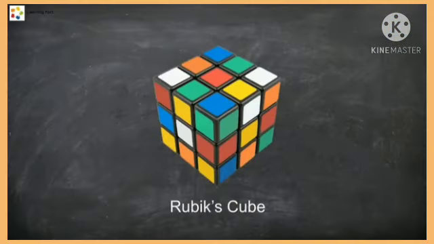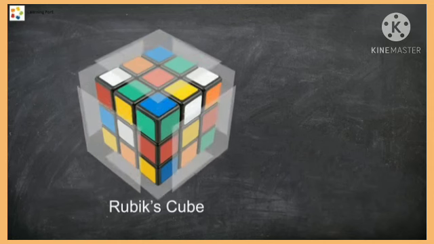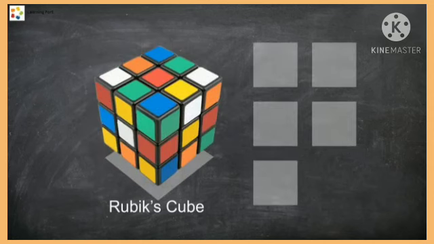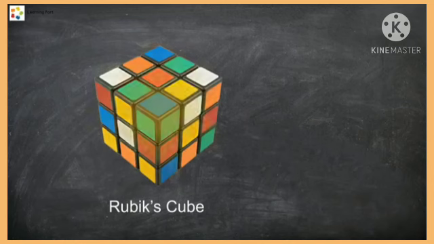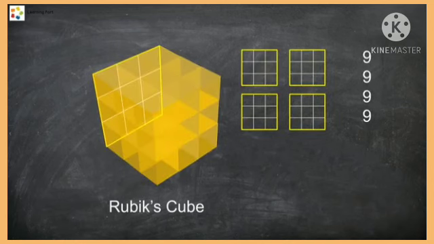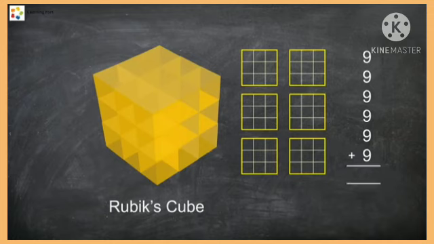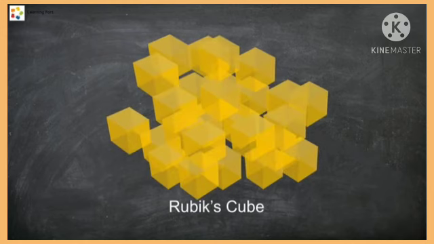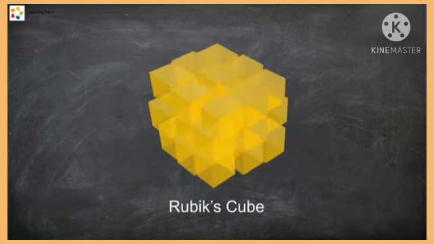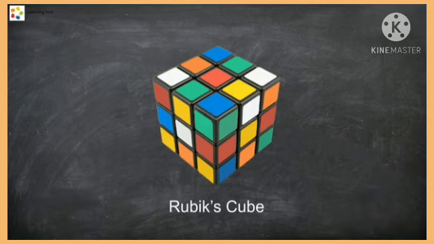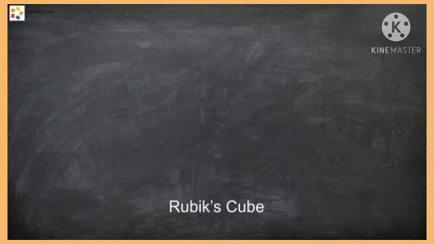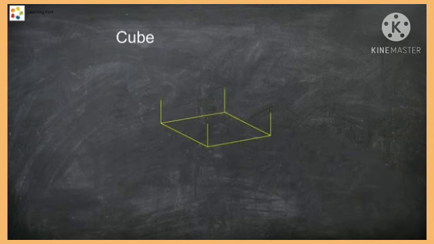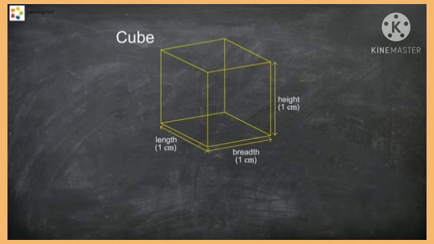Have you ever played with a Rubik's Cube? The Rubik's Cube has 6 sides, 6 colors, and 54 tiles. Have you ever wondered how many cubes make up a Rubik's Cube? Let's take a closer look at a Rubik's Cube. Just like a Rubik's Cube, any cube has 6 square faces of the same size. All of its edges are equal in length.